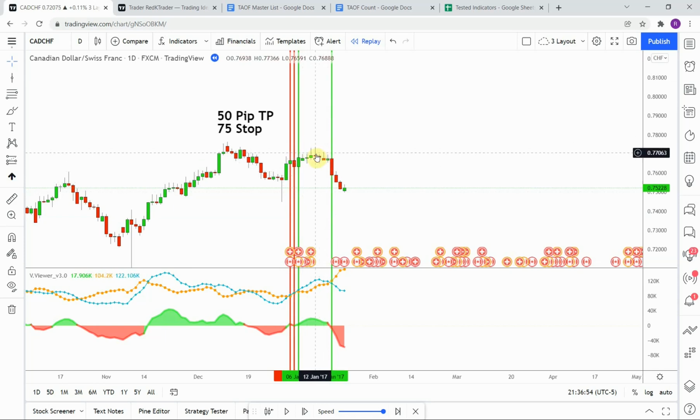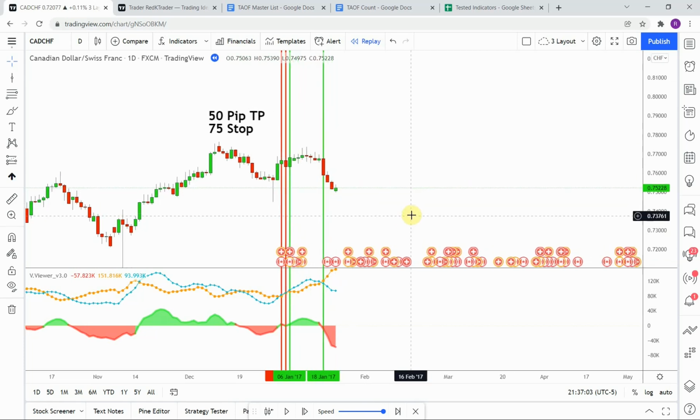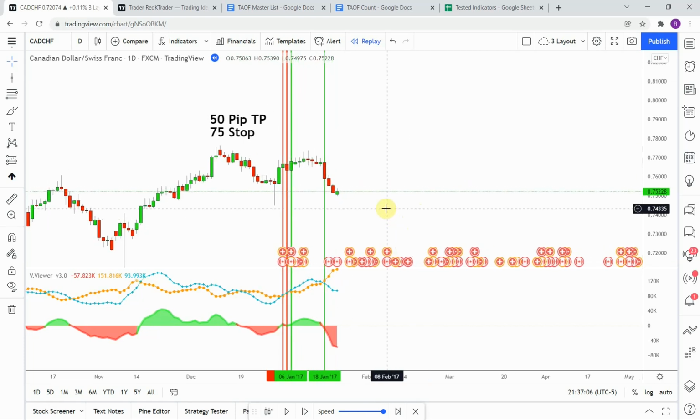Then we rolled over and started heading downward here. That's where we picked up this short right here. And you can see that price action pushed down again pretty nicely there, also hitting the take profit. So let's go ahead and continue on.